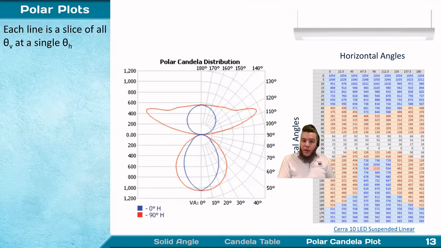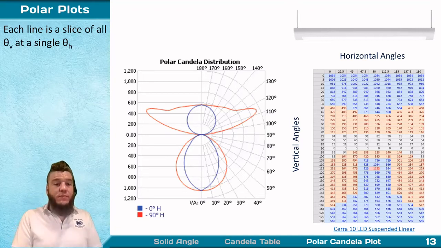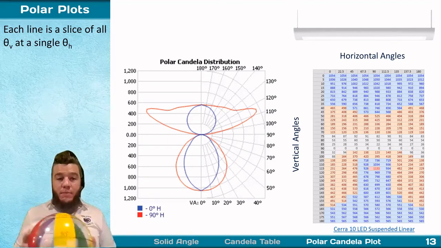So instead, we're going to look at a polar candela distribution, or a polar candela plot. This is going to give us a more easy to understand visual representation of the distribution of this luminaire. However, it's easy to misinterpret this too, which is why we're going to take a moment to break this down. Bring back my trusty beach ball.